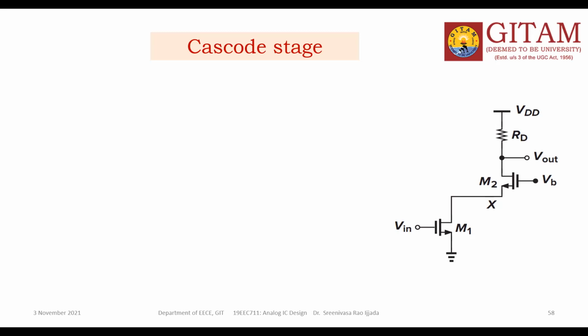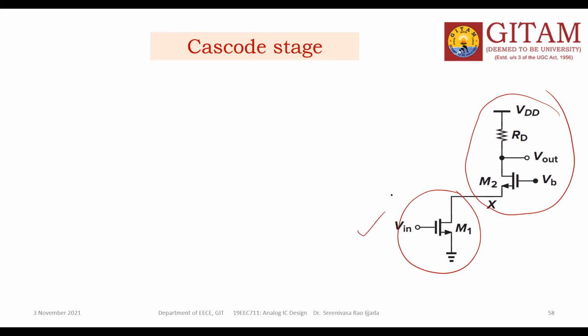So which amplifier is this? This is one amplifier, and this is one more stage. These are the two stages. Input is applied to the gate, so it is a common source stage. Here the gate carries some fixed bias voltage, so this is the common gate. This is the CS stage, this is the CG stage. Understand? Understand or not?